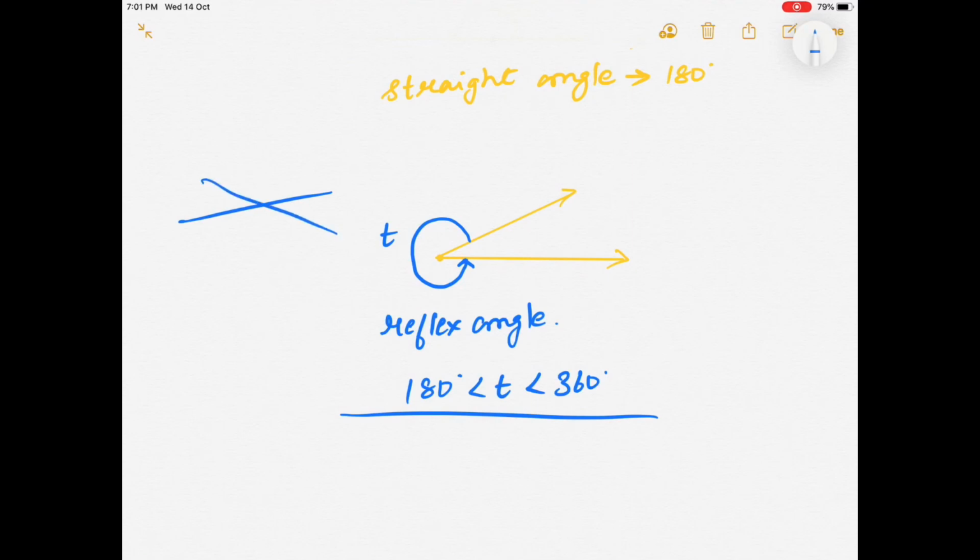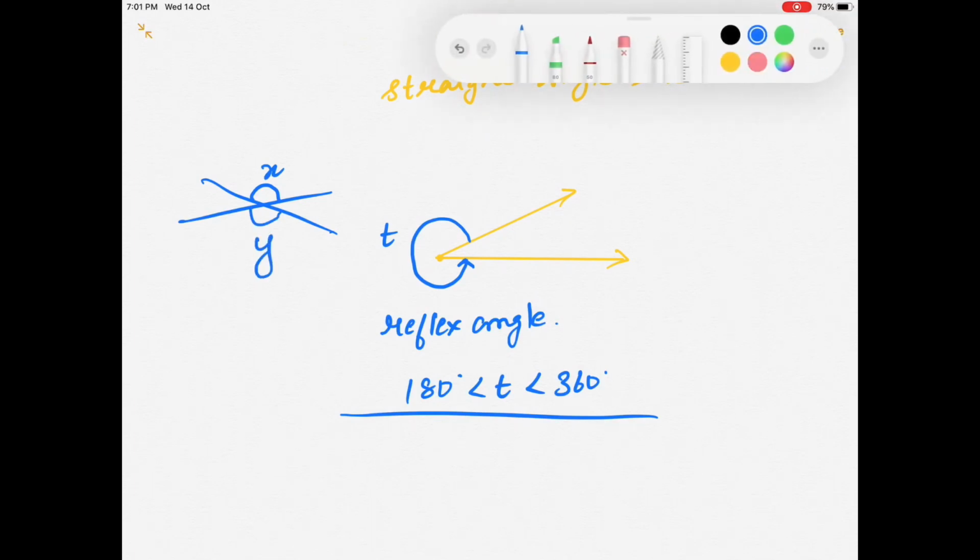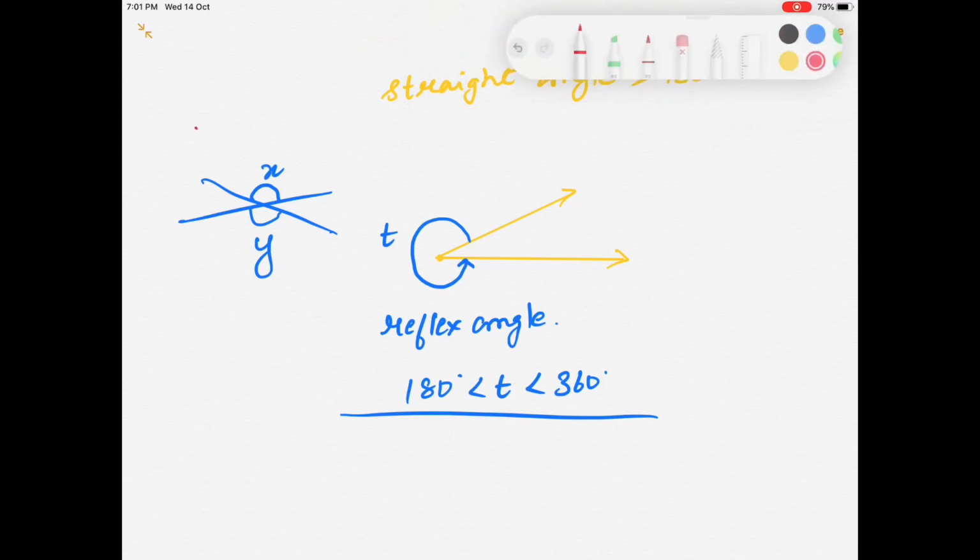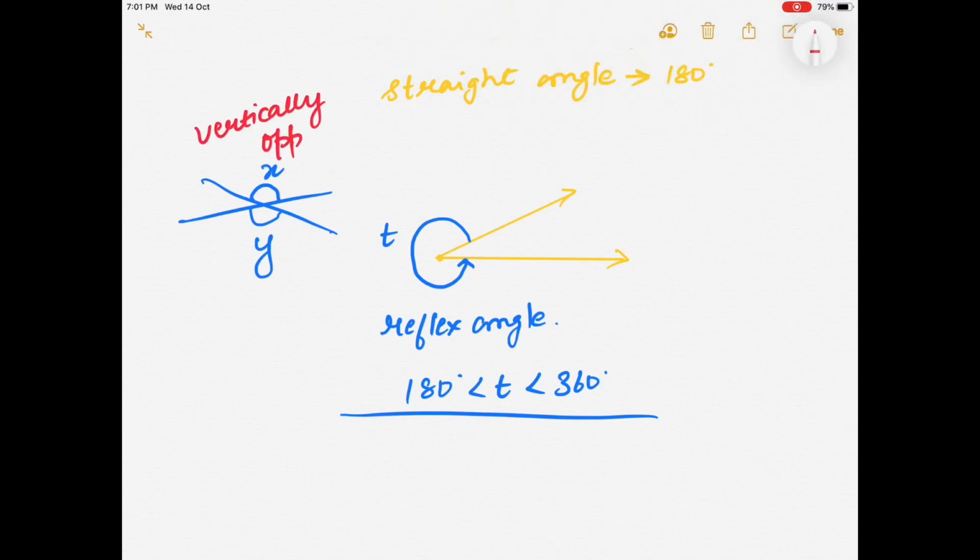For example, let's take these two rays. Let's take this as an angle X and this as an angle Y. So what are these angles? These angles will be called as vertically opposite angles. So we have to learn these terms in this chapter and solve the questions on the basis of these terms. So this was an introductory video to learn different types of angles.